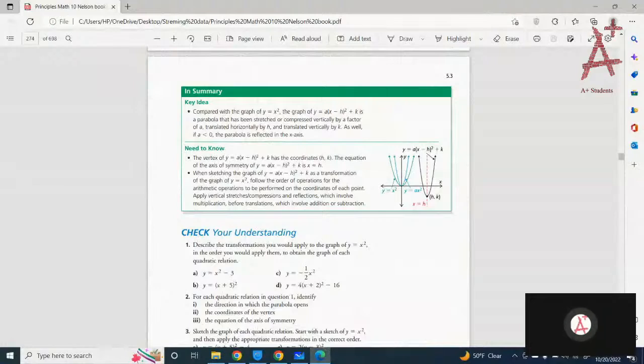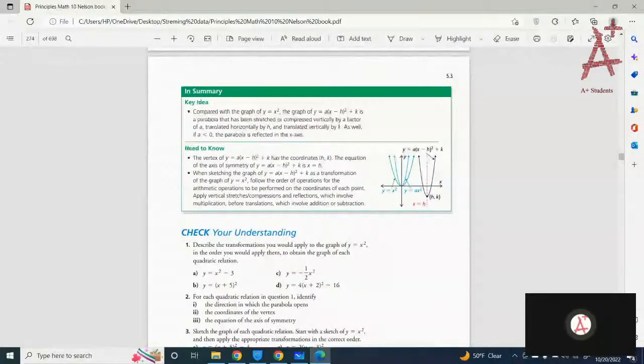When sketching a graph y equals a(x minus h) whole square plus k as a transformation of the graph y equals x square, follow the order of operations for the arithmetic operations to be performed on the coordinates of each point. Apply vertical stretches, compressions, and reflections, which involve multiplication, before translations, which involve addition or subtraction. So always apply vertical stretch operations first, because they involve multiplication, and then do translations, because translations are always addition and subtraction.